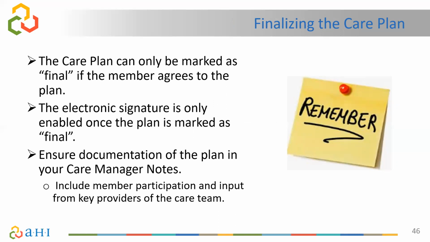electronic health record. The signature is only enabled once the plan is marked as final. So you're not going to be able to have a signature unless it's finalized. And then you also want to ensure documentation of the plan in the care manager notes. So you want to include that the person participated, and the input from key providers of the care team. You want to include that they agreed to the finalization of the plan, and then that plan is going to be completed to be amended or move forward to another addendum if need be.